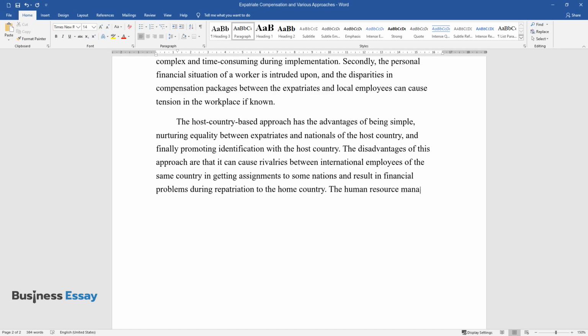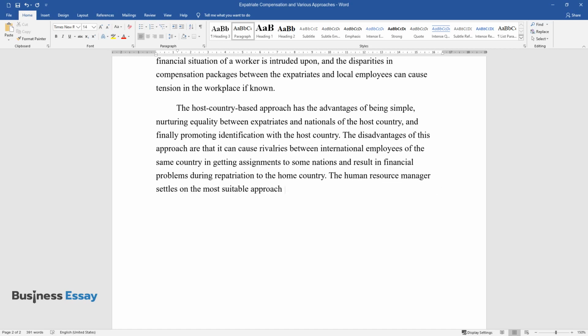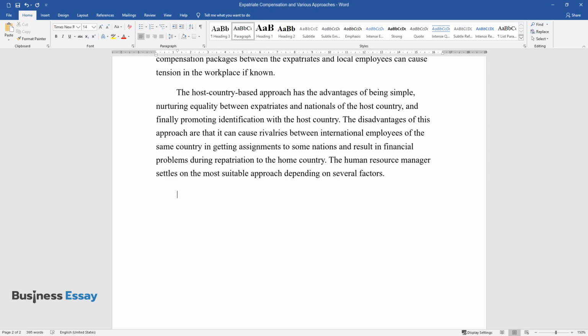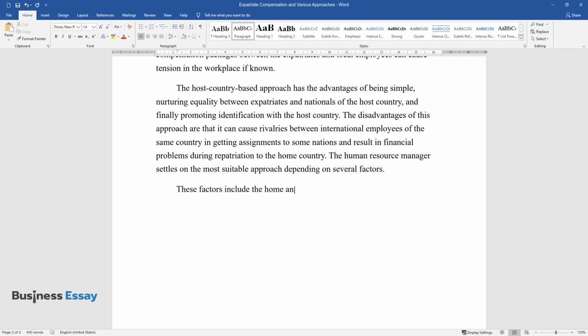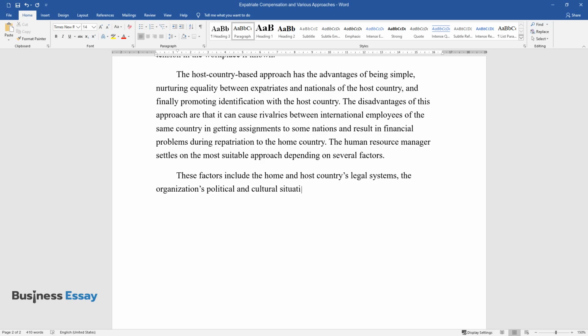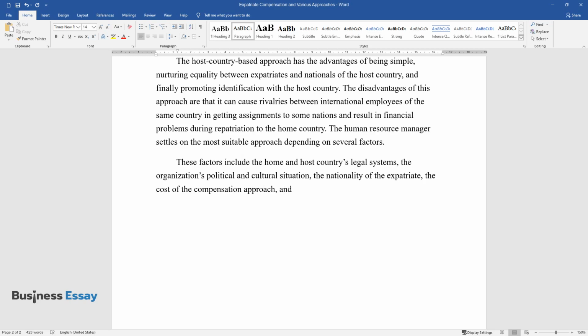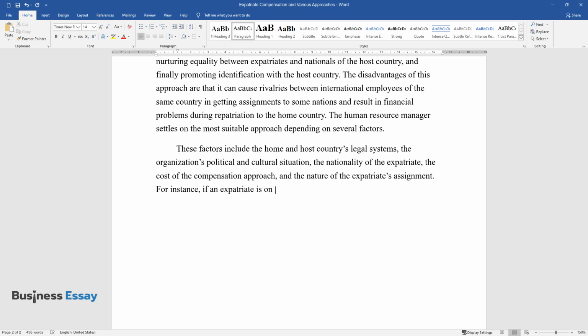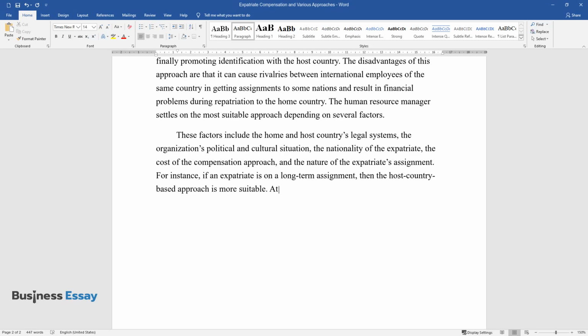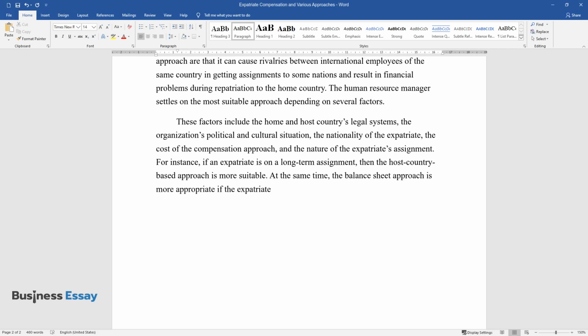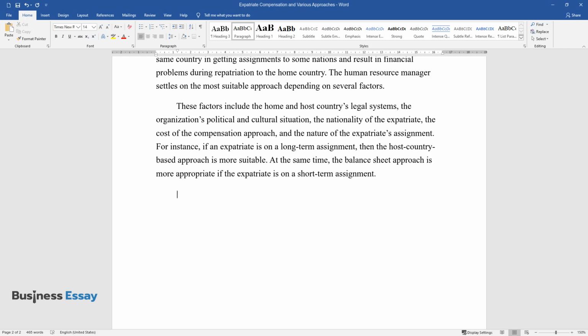The human resource manager settles on the most suitable approach depending on several factors. These factors include the home and host country's legal systems, the organization's political and cultural situation, the nationality of the expatriate, the cost of the compensation approach, and the nature of the expatriate's assignment. For instance, if an expatriate is on a long-term assignment, then the host country-based approach is more suitable. At the same time, the balance sheet approach is more appropriate if the expatriate is on a short-term assignment.